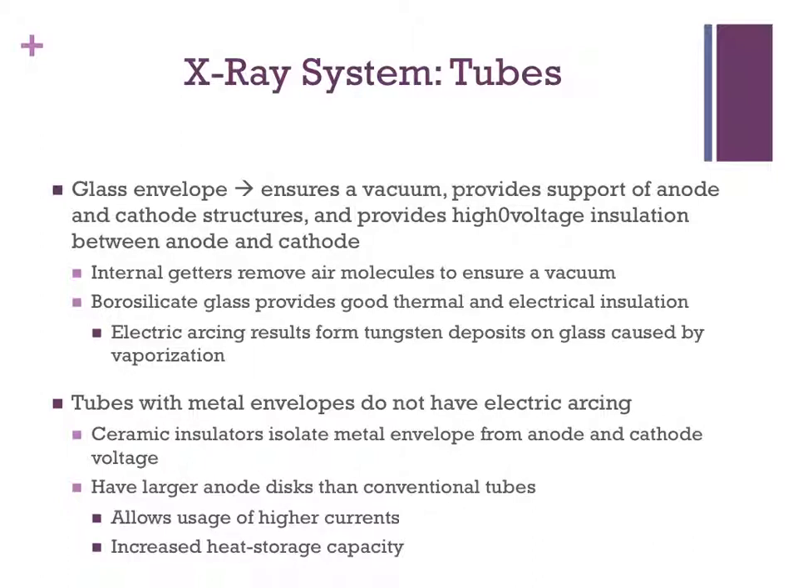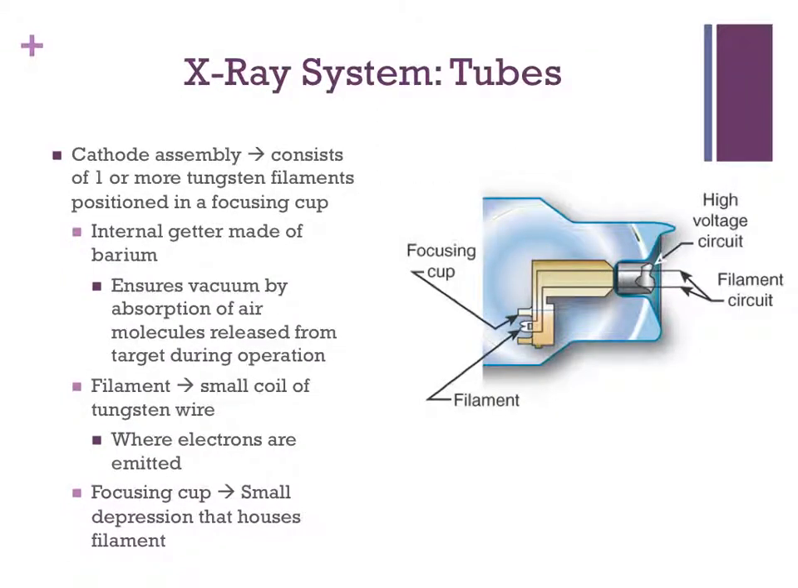The ceramic insulators isolate the metal envelope from the anode and the cathode voltage, and they have larger anode discs than the conventional tubes. This allows for the usage of higher currents and increased heat storage capacity. Regarding the cathode assembly of the X-ray tube, it consists of one or more tungsten filaments positioned in a focusing cup. The internal getter is actually made of barium for the cathode assembly, and it ensures the vacuum by absorption of air molecules released from the target during the operation.